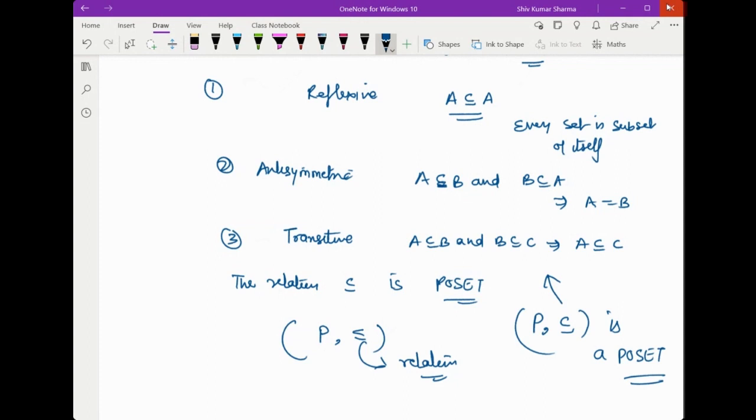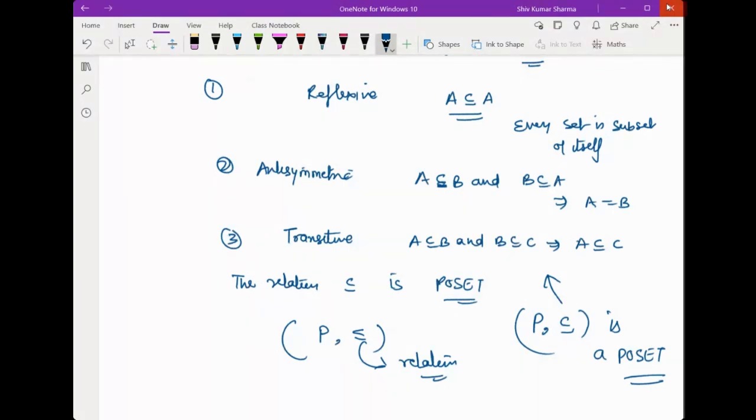We can take other examples. Any set which satisfies all three properties, reflexive, antisymmetric, and transitive, is called a POSET under the relation, which may be divides of, subset of, multiplication, or any other particular defined relation.